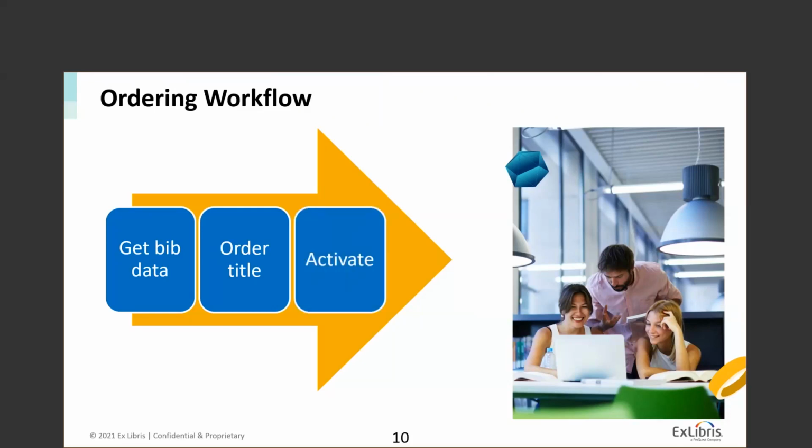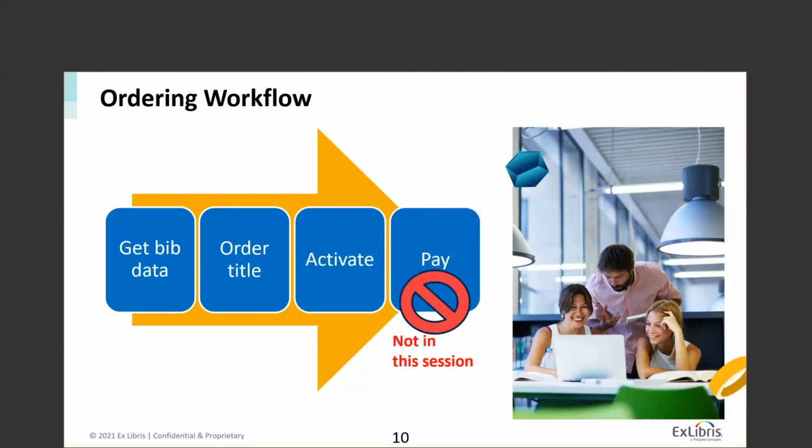Now, after that's done, you need to activate it and make it available to your patrons in your discovery service. And finally, somehow they'll probably be paying for it. Unless it is free material and open access, there's probably going to be some kind of payment involved. Today's session on the basics of e-resource management, we will not be covering invoicing and the payment process. Instead, we'll deal with the first three aspects of the ordering workflow.